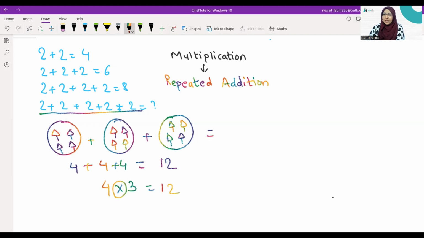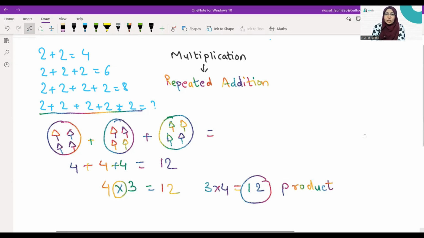What if I do 3 multiplied by 4? Then also I'm going to get the same answer. If I add 4 three times or I add 3 four times, I'm going to get the same answer, 12. And the answer that I get after multiplying is called the product of those two numbers. It's called the product. So multiplication is nothing but repeated addition. And for multiplying numbers, you have to be very good at your multiplication tables.